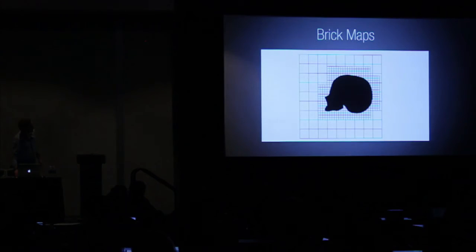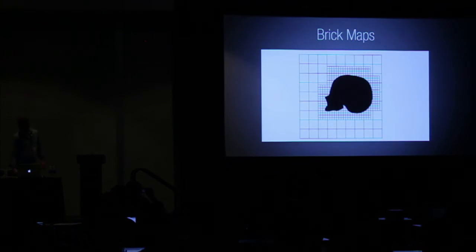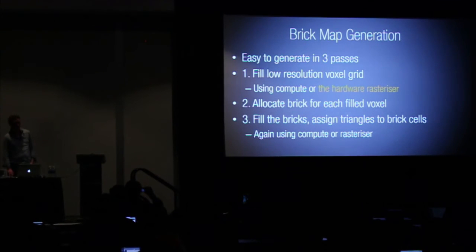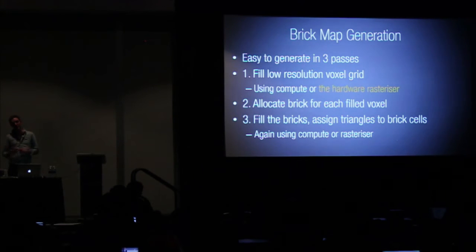Here's an example of a brick map. As you can see, there are high-resolution cells stored around the actual model, and the ones further away are sparse. It's very easy to generate in 3 passes. You just render the geometry at a low resolution to mark the cells that are used. Then you allocate bricks for each filled cell, and then you re-render the geometry at higher resolution, filling the bricks where they occur. So it's very quick, and the good thing is you could use compute, or you can use the piece of hardware which is already designed for this purpose and rasterize them.